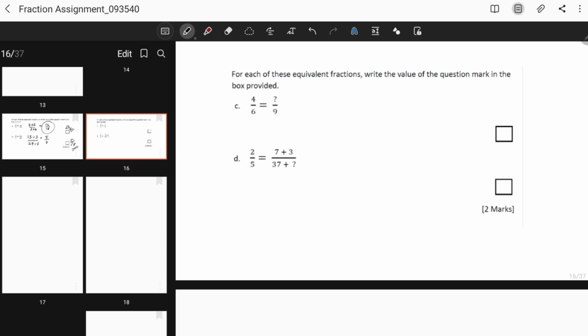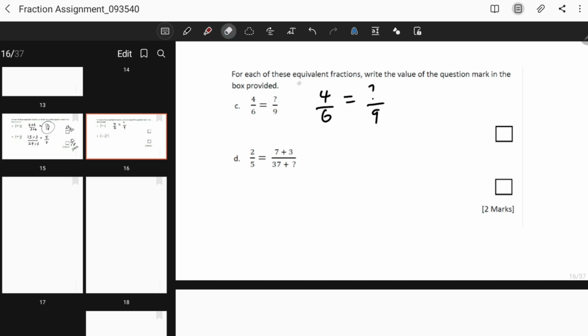So I have 4 over 6, right? And question mark over 9. So I have 4 over 6 equal to a question mark over 9. So what happened here for us to get 9? Now if you check, it will be quite difficult for us to start thinking of a number. If you multiply this by 3, you're not going to get 9. If you multiply by 2, you're not going to get 9 as well. So what do we do? If we divide here by 2 and multiply by 2, we have a question mark. So what do we do in this case?